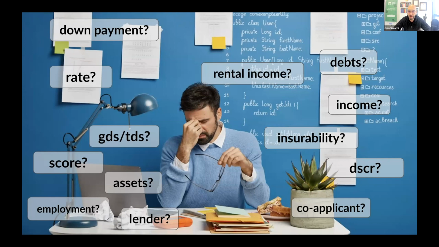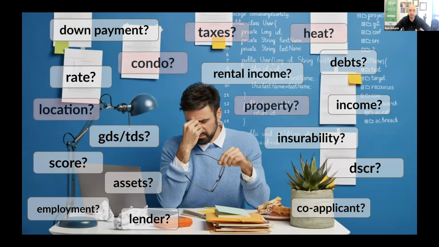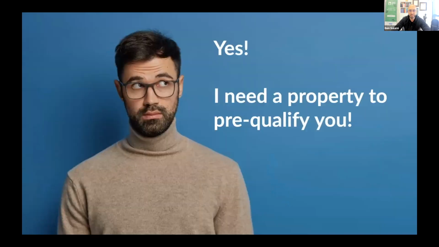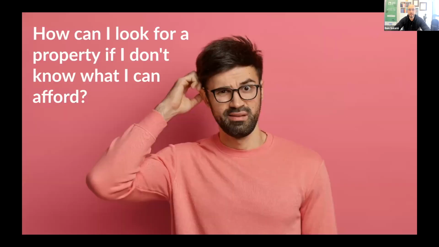But what's really funny is that in addition to all this information that they need to capture, they also need a property. They need to know the condo fees, the taxes, the heat, the location of the property, all on the property that the consumer has not even started looking for, which is so confusing. It's all part of the algorithm, but it's the most confusing thing to consumers because how can they even start looking for a property if they don't know what they can afford?